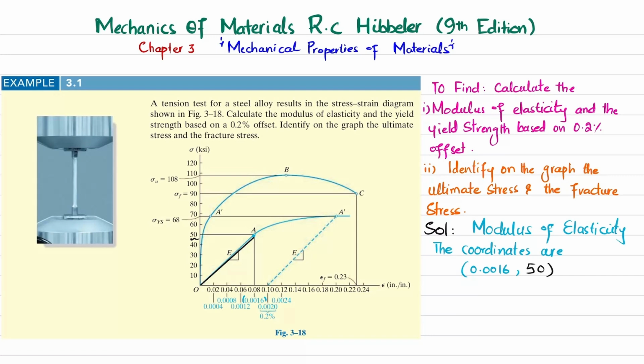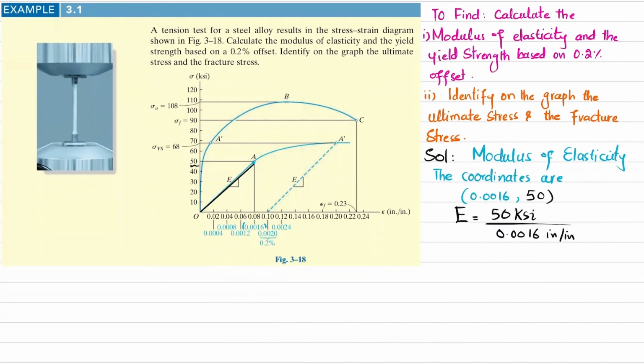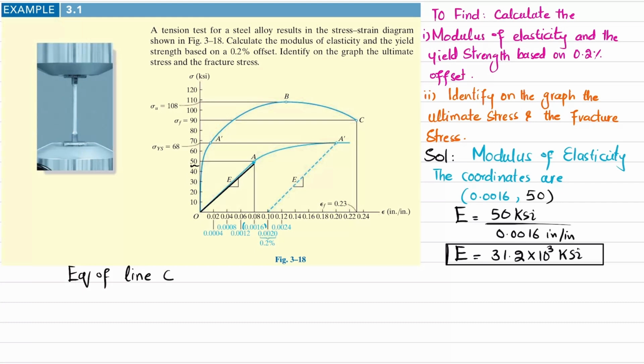So the slope of this line will be equal to the modulus of elasticity, and this modulus of elasticity will be equal to the y coordinate, which is 50 ksi, divided by the x coordinate, which is 0.0016, given in inch per inch. When you calculate it, the modulus of elasticity of this stress-strain curve comes out to be 31.2 times 10 to the power 3 ksi. So this is the modulus of elasticity. Note that we can also write the equation of line OA as sigma equals 31.2 times 10 to the power 3 multiplied by strain. This will be the equation of line OA.